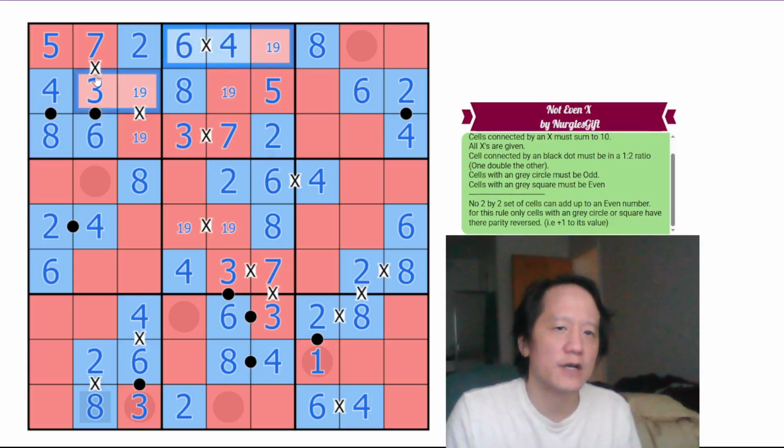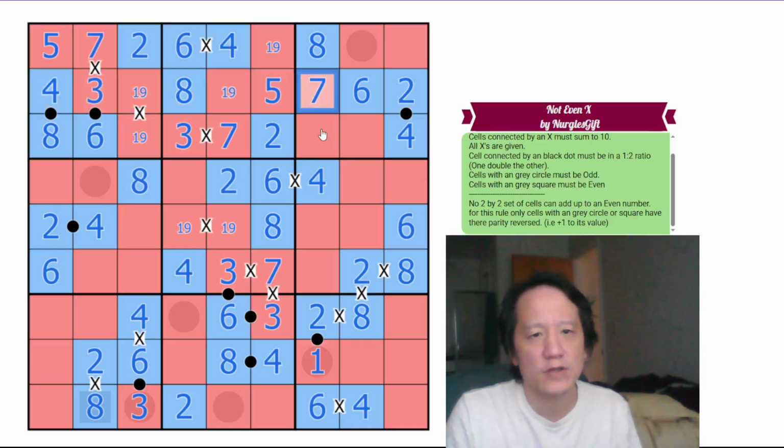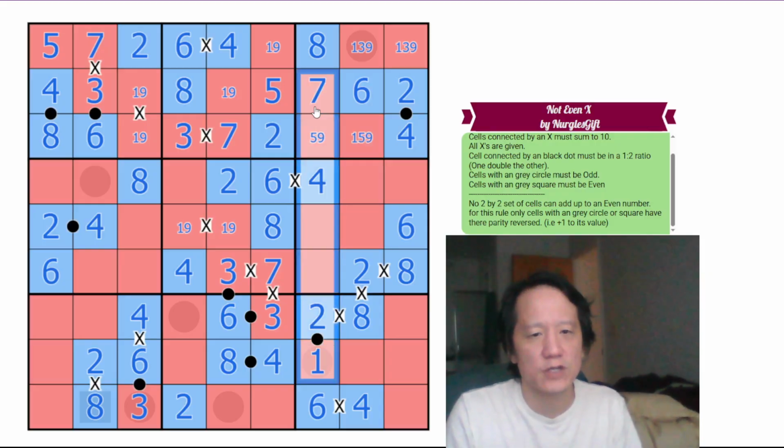We have a 1, 9, 1, 9 pair in row 2, which eliminates 1 and 9 in the rest of the row. So this is 7. 3 cannot be here. 3 is one of these, so this is 3, 1, or 9. And this is 5, 1, or 9 here. This can't be 1 because of the 1 in the column.